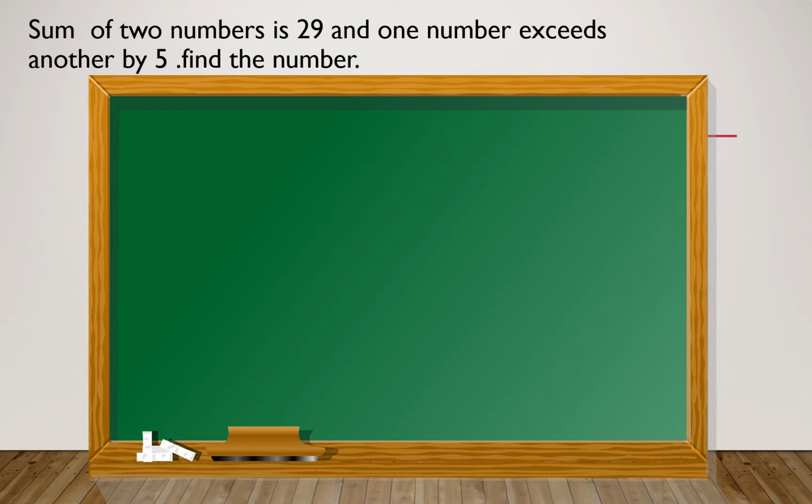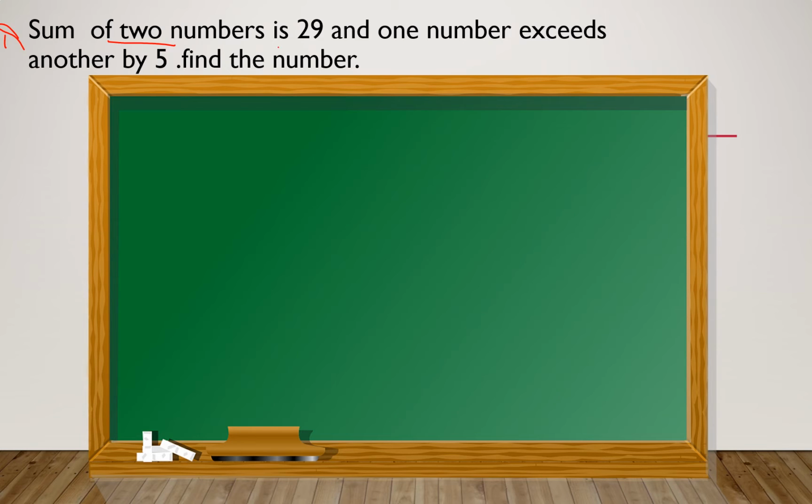Let's solve the exercise 2.2 word problems. The question is sum of two numbers. That means there are two numbers. Sum means it is addition, so first number plus second number.